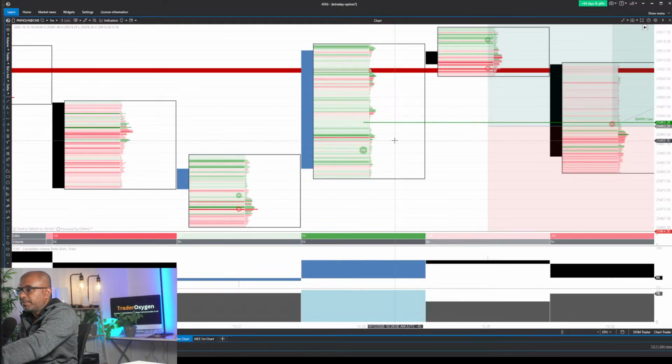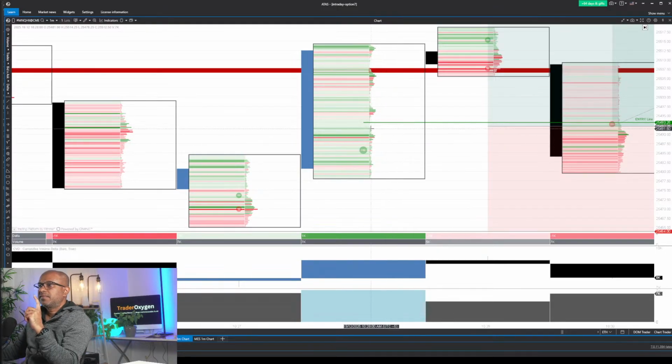Wonderful, amazing. So this is the footprint chart. In this blue candle, I can see this is where the big trade is printed, and I can see in this area where the volume is accumulated. Over here, the volume accumulation.